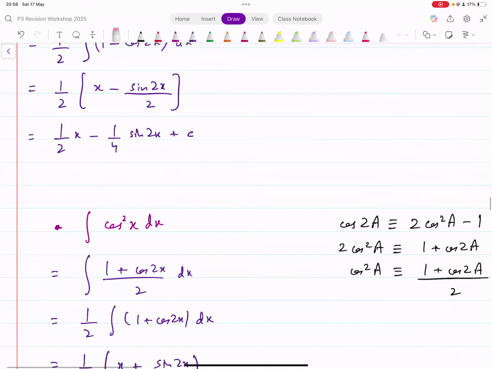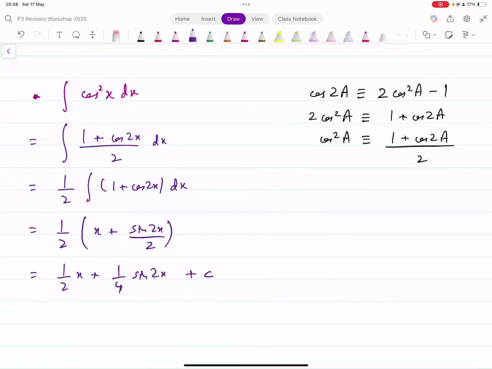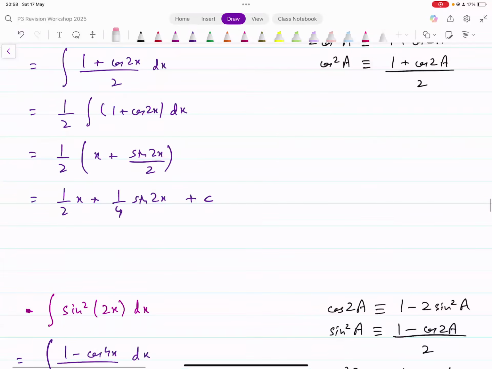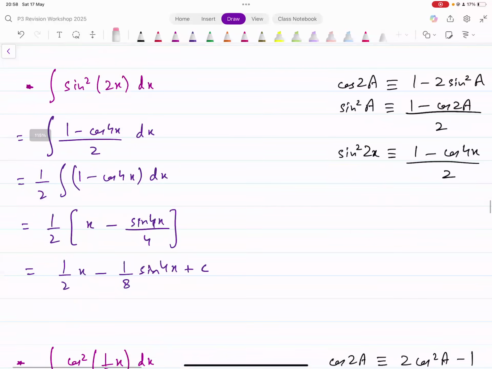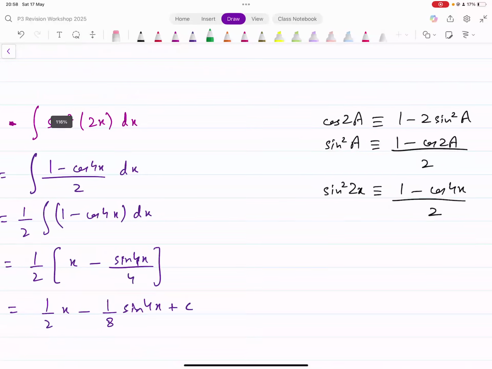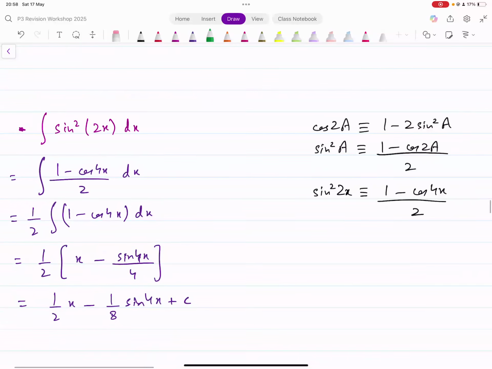What about cos square x? For cos square x as well, we use the double angle identity for cos. But the other form now, cos 2a is identical to 2 cos square a minus 1. This is another form for that identity. Make cos square a the subject here, and that gives you this 1 plus cos 2a divided by 2. Put that here, and then you can integrate this separately, and that gives you the result. If you had sine square of 2x, what about this now? Sine square of 2x, how would you integrate this? Again, using the double angle identity for cos, cos 2a is 1 minus 2 sine square a.